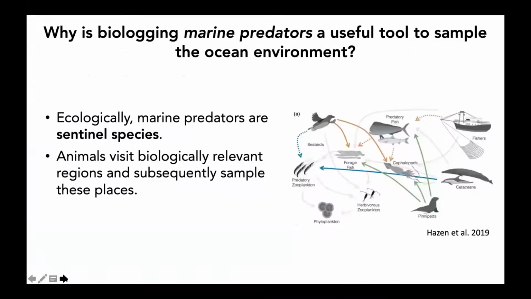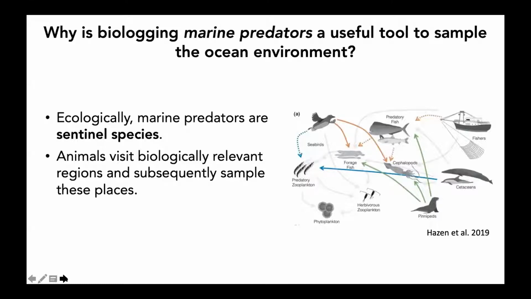So why would we even want to use biologging of marine predators to sample the ocean environment? From the ecological perspective, we often think of marine predators like seabirds as sentinel species. They're connected to the lower trophic levels and they're visiting biologically relevant regions. So when they go somewhere, they could be sampling this physical environment as well.